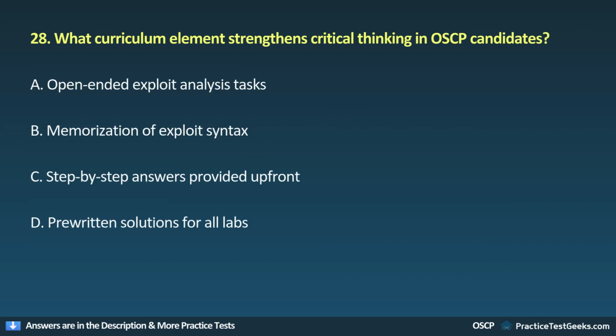28. What curriculum element strengthens critical thinking in OSCP candidates? A. Open-ended exploit analysis tasks. B. Memorization of exploit syntax. C. Step-by-step answers provided upfront. D. Pre-written solutions for all labs.